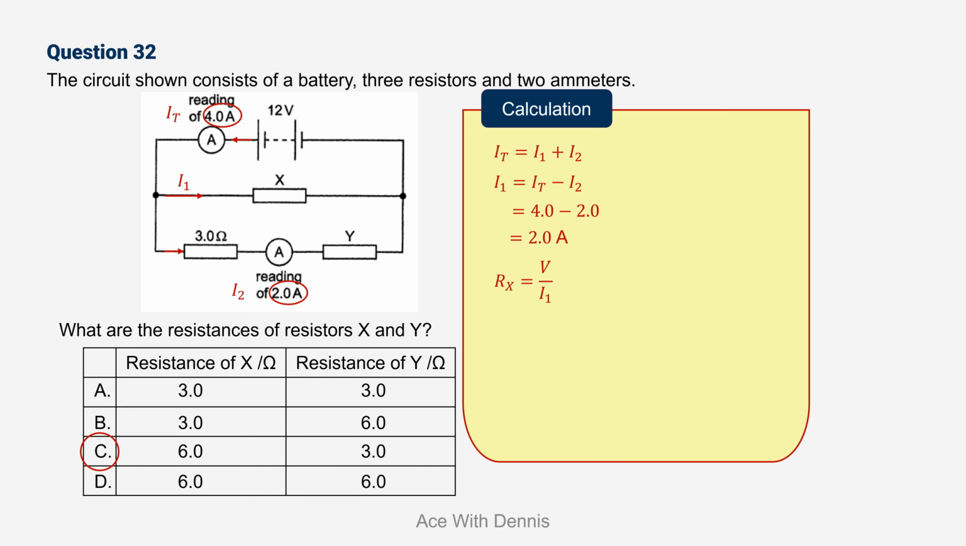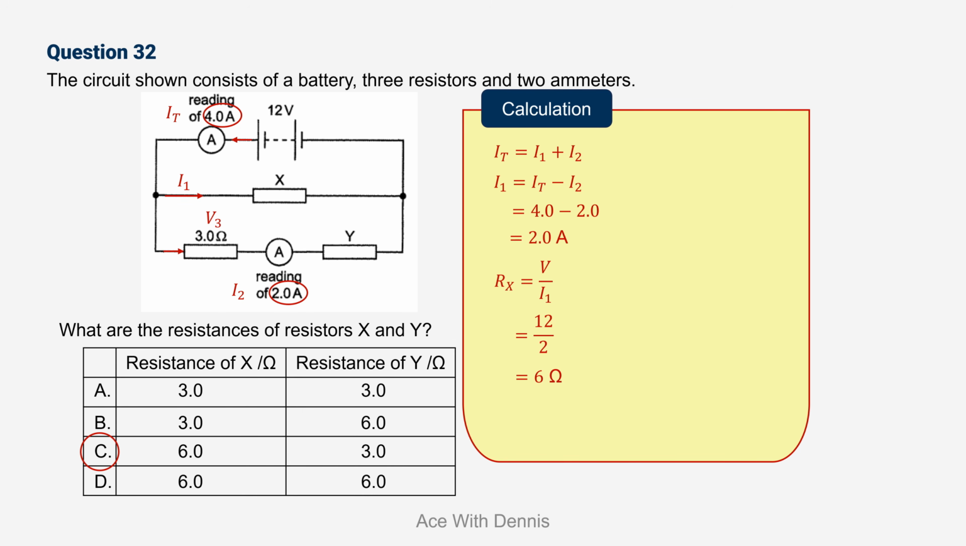Next, to get the resistance of resistor X, we'll use Ohm's law, V equals IR, hence Rx will be V over I1. So substitute the values. Since the resistor X is connected in parallel with the cell, 12 volts, hence its voltage is also 12 volts. So 12 divided by 2, we get 6 ohms.